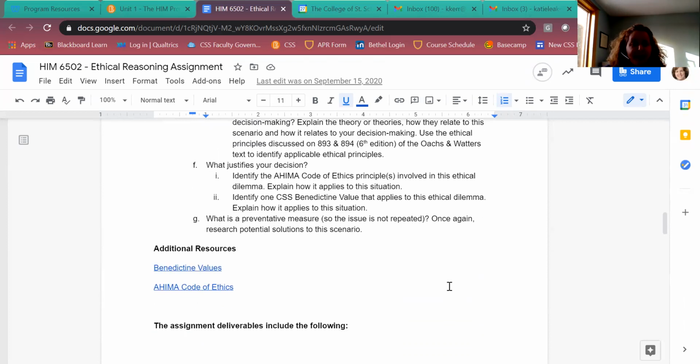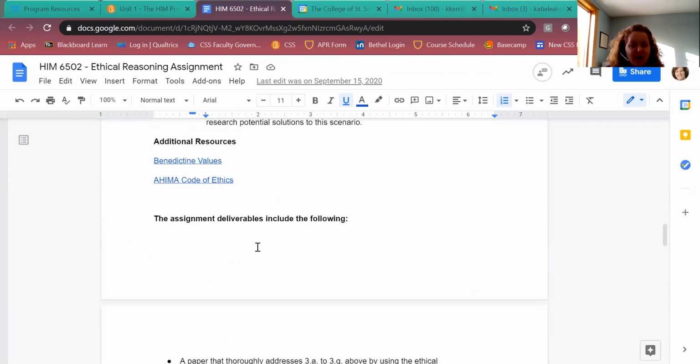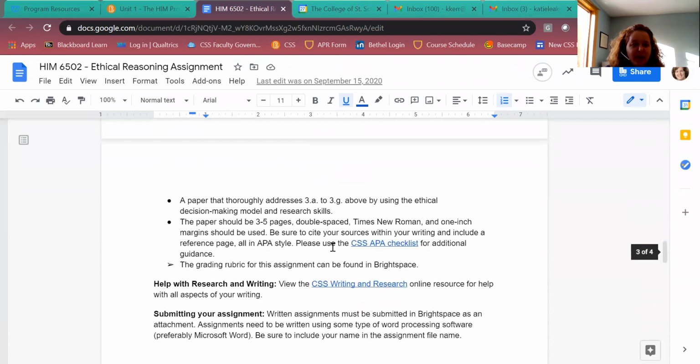And then lastly, explain what preventative measure you can implement so that the situation doesn't happen or continue to happen again and again. So again, this is where you would want to research some potential solutions to this scenario. So do some research and find out how healthcare organizations have addressed this in the past. Okay. All right. And then just in terms of summary here, here are the assignment deliverables.